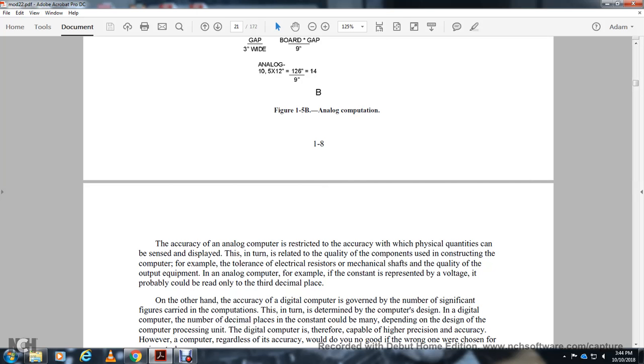The accuracy of an analog computer depends on the accuracy of physical quantities, when they are sent to the display, in terms of the quality of the computer, the construction of the computer, for example, the quality of the electrical resistor, mechanical shift, and the quality of the other output equipment. In an analog computer, for example, the constant represented with the voltage, and probably could be read to the third decimal.